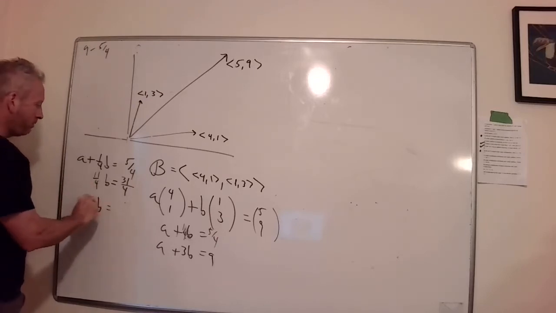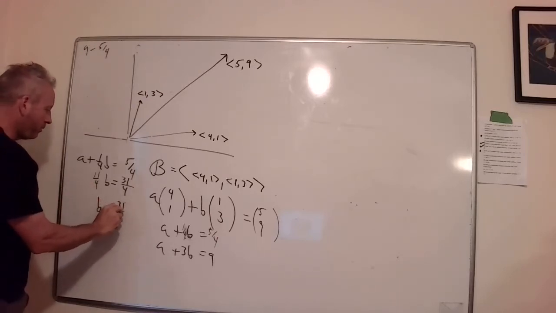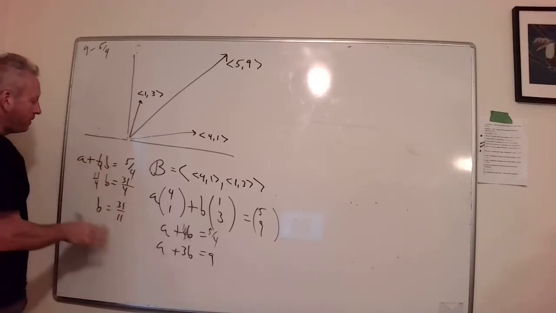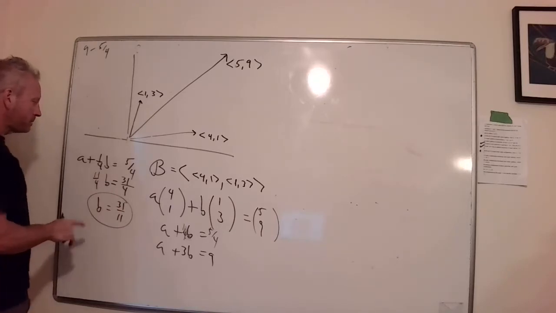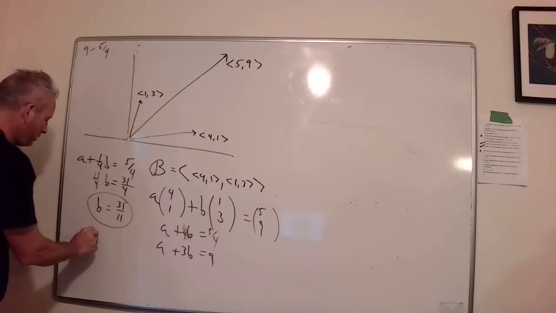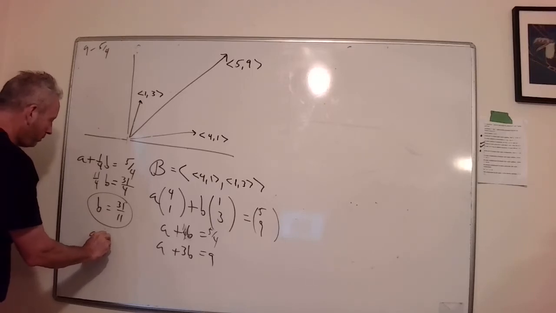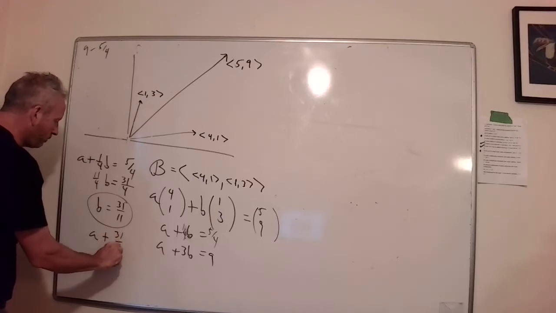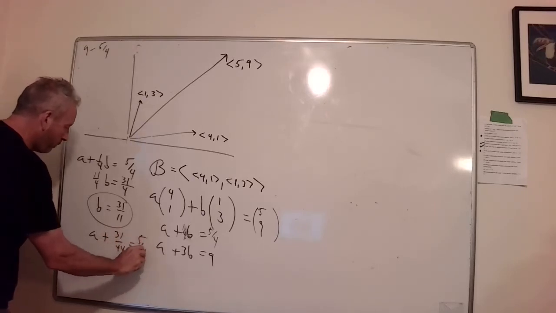And right away, that tells me that b is what? 31/11. That's not the end of the world. Okay, it's not the nicest number, but whatever. There's b. Now I can find a from this one right here. So this would tell me that a plus 1/4 times this, so that's 31/44, equals 5/4.